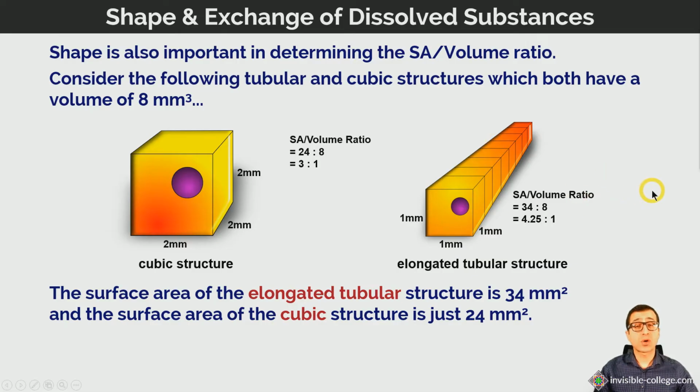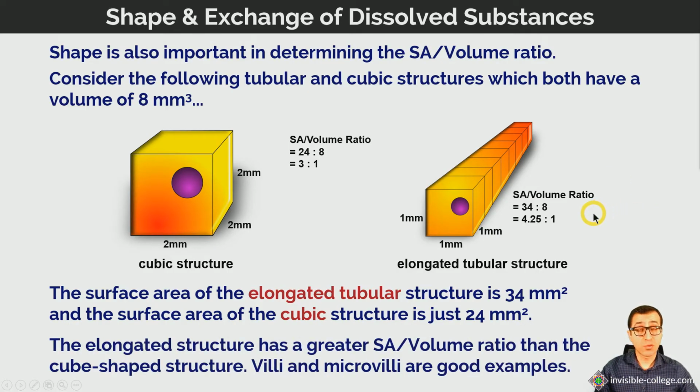So the elongated structure has a greater surface area to volume ratio than a cube-shaped structure, and we'll see the importance of this later on where we look at the digestive system and the importance of the villi and microvilli.